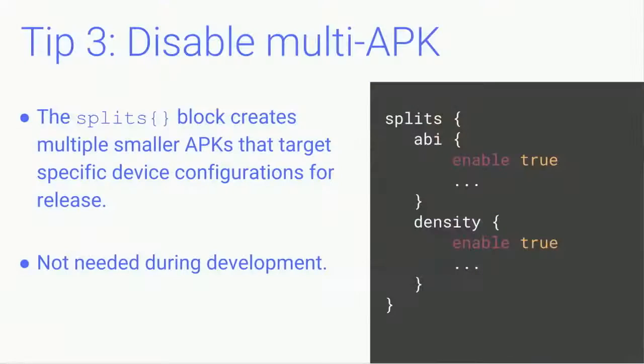Now, the third tip here is that you should disable multi-APK generation for your development build. You do this typically by using the splits block in the DSL. Multi-APK allows you to define dimensions that you want to generate multiple APKs upon. The idea here is that you can tell it to generate along dimensions like ABI or density, so that it generates these multiple APKs that are smaller in size.